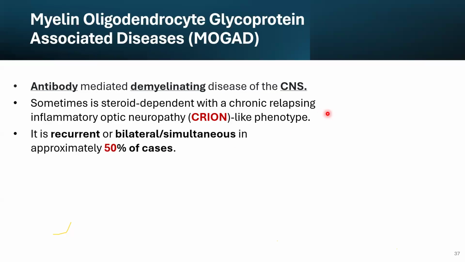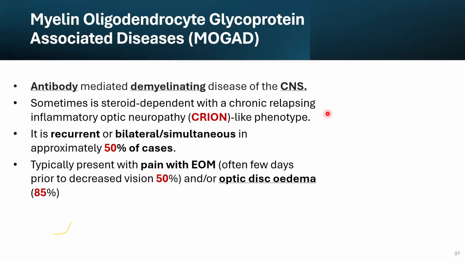It's recurrent in 50% of the cases, and fortunately, it's monophasic in 50% of the cases. So around half of the cases, they can come with only one attack of optic neuritis and with no recurrence. And it can be bilateral in half of the cases. Typically present with pain with eye movement preceding the visual loss, often a few days prior, and then one week later, they come with visual loss, optic disc edema in 85% of the cases.